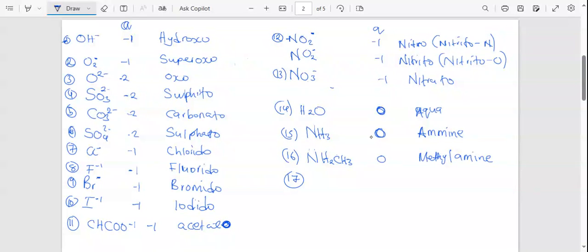I can also give another one, which is carbonyl. I'll write it as CO. So we call it carbonyl. Carbon monoxide is called carbonyl as a ligand.